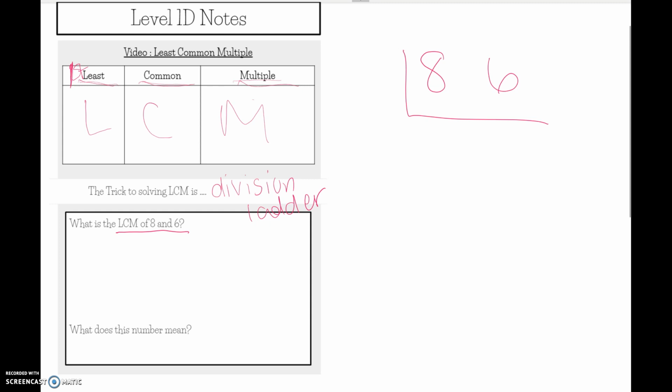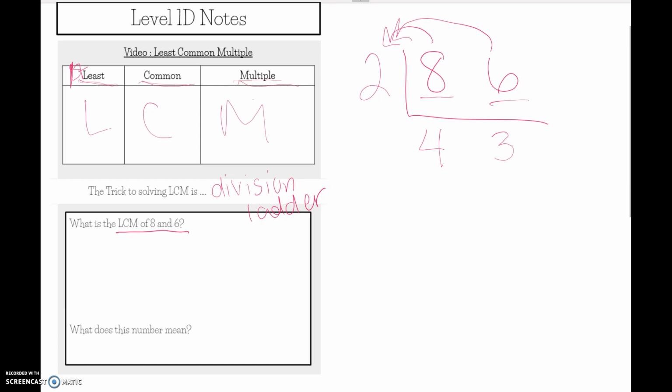I'm still going to ask myself, what is a common factor that 8 and 6 have in common that I could divide them both by? They're both even numbers, so I'm going to try 2. I'm going to write my 2 out here. I'm still going to take each number in here and divide it by that 2. So 8 divided by 2, I'm left with 4, and 6 divided by 2, I'm left with 3. Now when I look at 4 and 3, there are no more common factors other than 1. The 1 is the only thing I could divide them by, and I don't need to do that because I'd just end up with 4 and 3 again, so it's pointless.